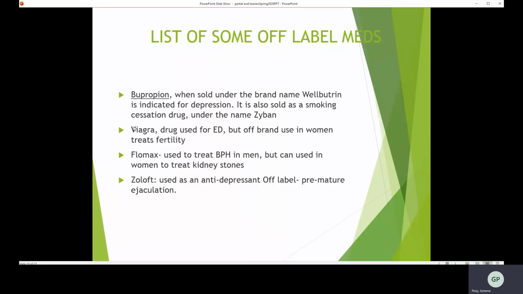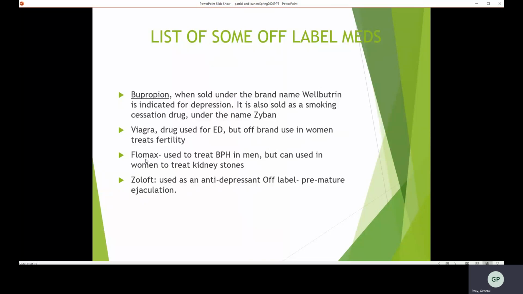This one you may not know, but it's definitely true. Viagra. When you think of Viagra, you think of a drug used for ED or erectile dysfunction. But believe it or not, there are some doctors who prescribe it for women who have issues with infertility. And infertility is the inability to get pregnant. Off-label, if a woman takes Viagra, she'll get more fertile and be easier to get pregnant. And it is prescribed for that sometimes off-label.